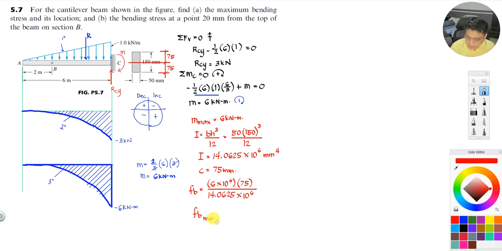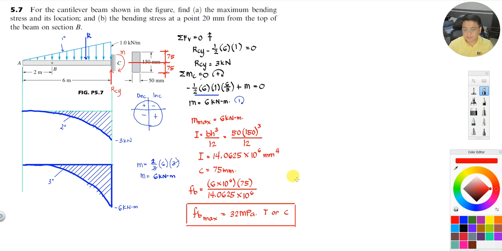So I have now the FB. Again, this is the maximum. So 6 times 10 to the 6 times 75, over 14.0625 times 10 to the 6. Okay, so you can have it as 32 megapascal. This is both in tension or compression. Parehas lang silang dalawa, kasi nga yung top natin at saka yung bottom, same lang yung C.